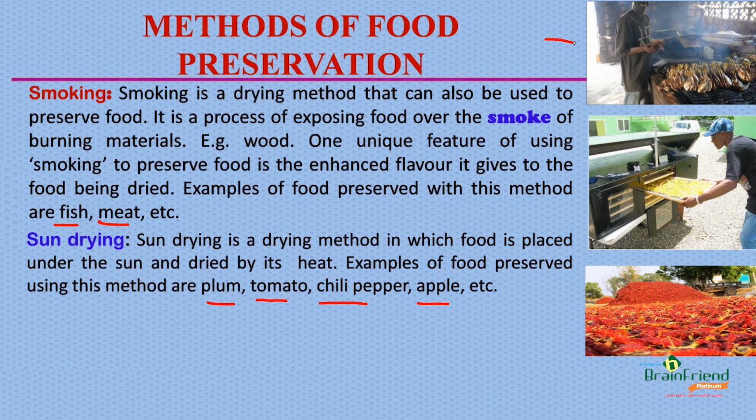This is a typical image of a man using the method of smoking to preserve fishes, which we can see over here. Also, from this image, we can see a man using the process of sun drying to preserve some of his farm products.